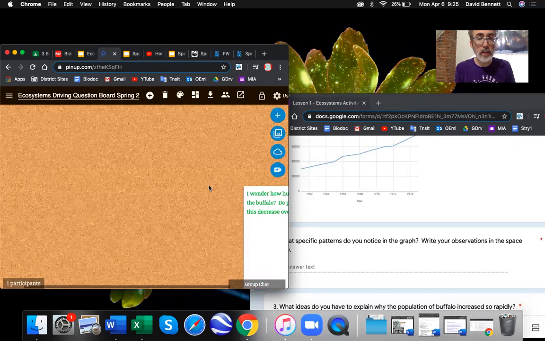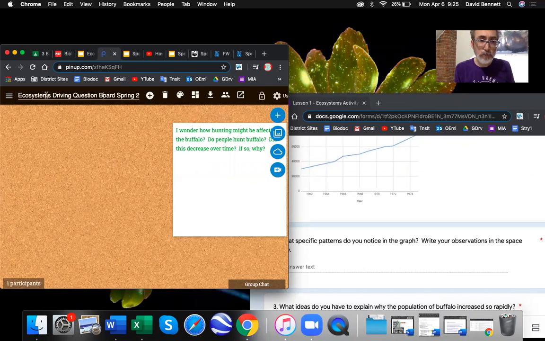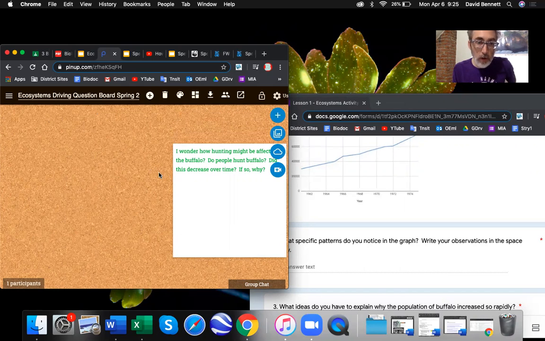So Pinup looks like this. And Pinup has this ecosystems driving question board, which is what we're going to be working on, driving some questions forward to help us learn more about ecosystems. And I put this question here as an example. I wonder how hunting might affect the buffalo. Do people hunt buffalo? Did this decrease over time? If so, why? So there's kind of a few questions rolled into that, but it's really about the cause of the buffalo's population change. Could it have something to do with hunting and the change in hunting? So that's my hypothesis I put on here.